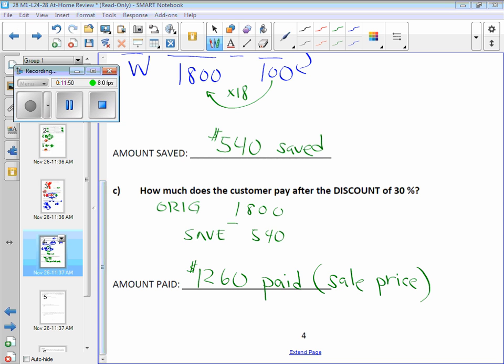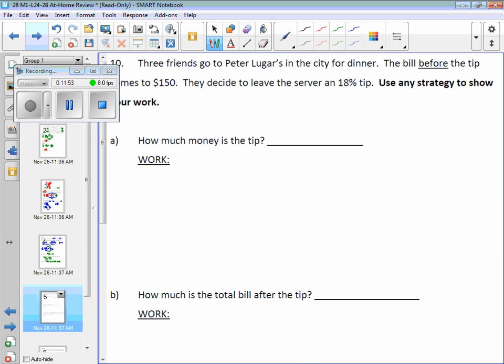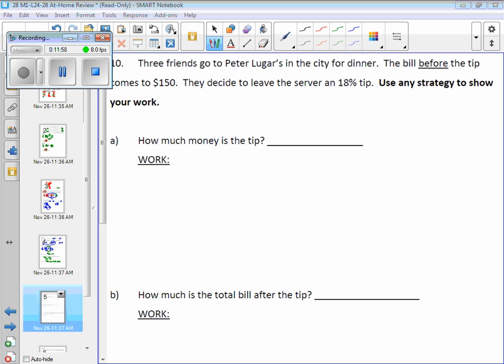Let's take a look at page 5. Okay, page 5 is our first tip question. It can also be solved using TRP. We have 150 and we have an 18% tip. Set up your template, part over whole. That 150 is the whole amount. Don't let that confuse you. Because the tip hasn't been added in yet, you still don't want to call it part. It is still the whole amount. We're trying to figure out what the tip is. That's the part.